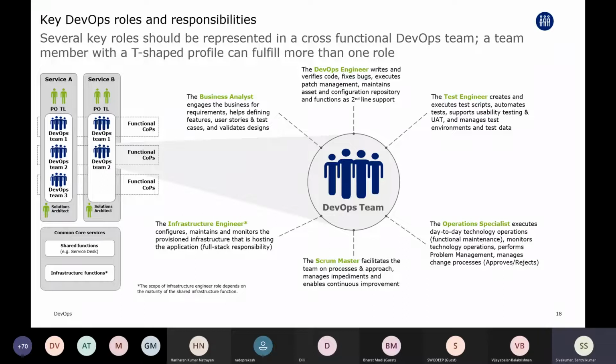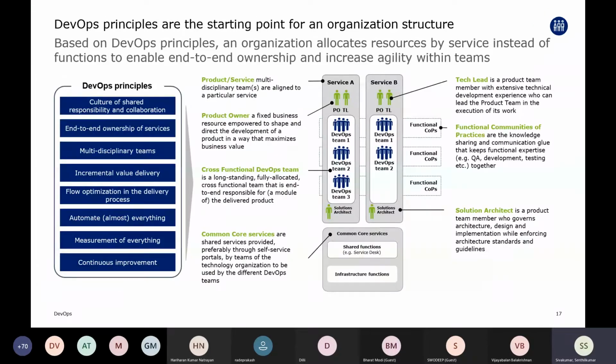What I mentioned over here is that, based on the DevOps principle, I make the modules like product and service, product owner, cross-functional DevOps team, common core services, tech lead, functional communities of practice, and solution architect. These are the people who define the operating model. This is the first phase of understanding the scope. What is the business requirement? So what are the product and service? This is the planning phase. You can take this as a planning phase.